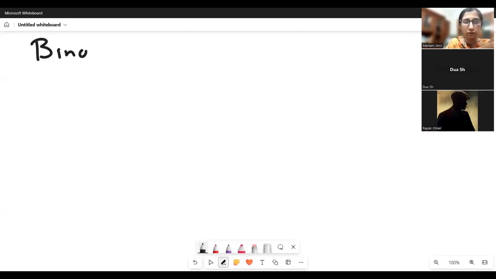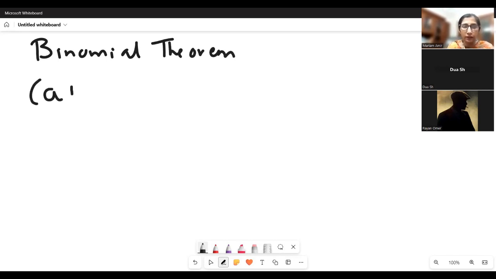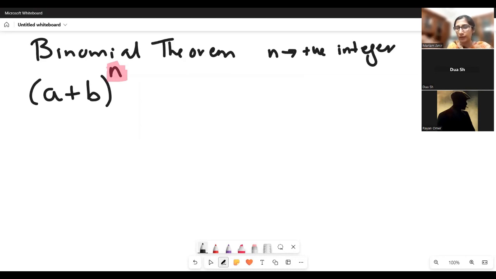Binomial theorem. Okay. So the rule for binomial expansion is (a + b) to the power n. That's a two-term expression, hence it's called binomial, and the power is n. Now, in this chapter, this n is only a positive integer. So n would be a positive integer only. It can't be a fraction, it can't be negative. It's going to be positive and a whole number.